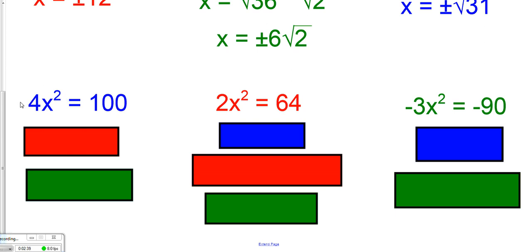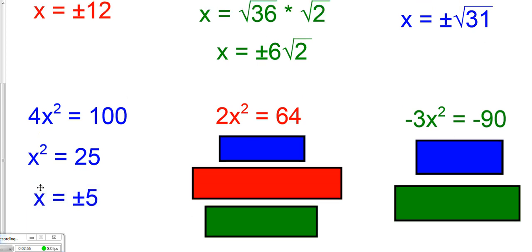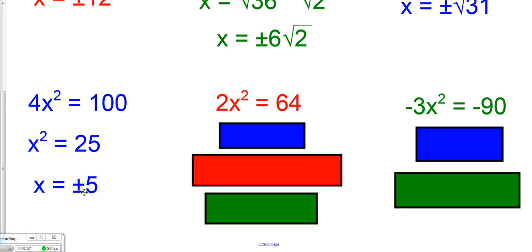Now we're going to get into a little bit more tricky things when we do have a coefficient. First thing to do in this case would not be to take the square root of both sides. Instead of taking the square root of both sides, let's just get rid of this coefficient 4. Divide both sides by 4, and we'll get x squared equals 25. Now take the square root of both sides, x equals positive or negative 5.